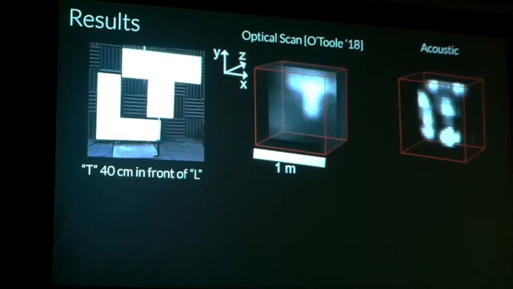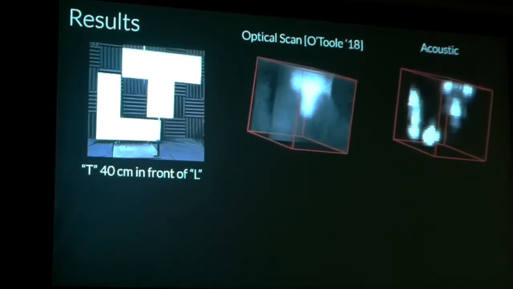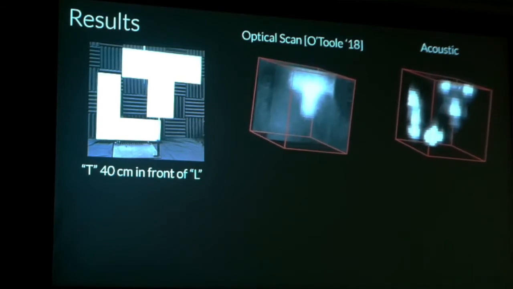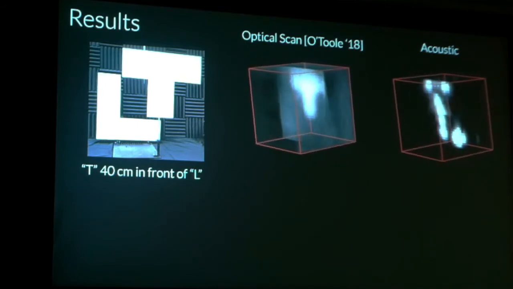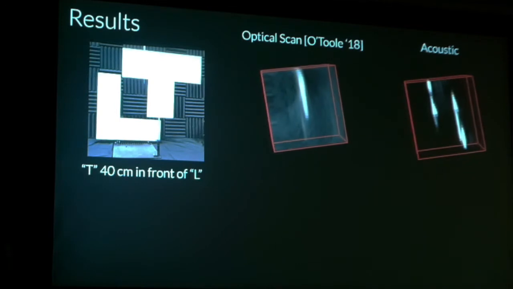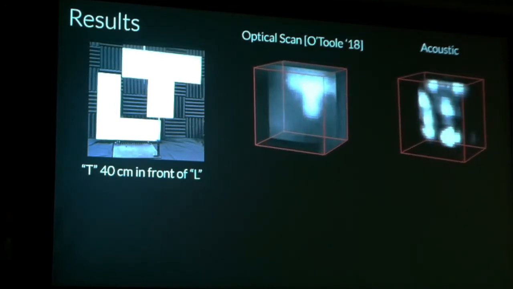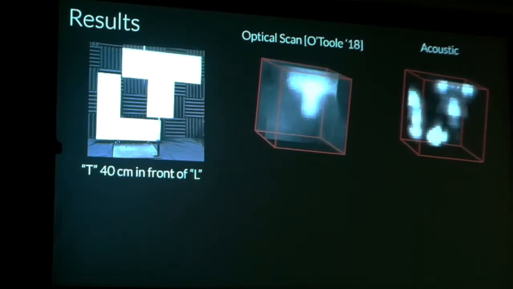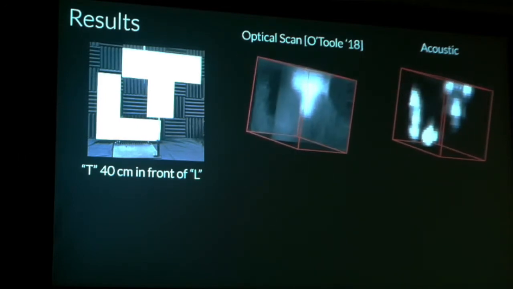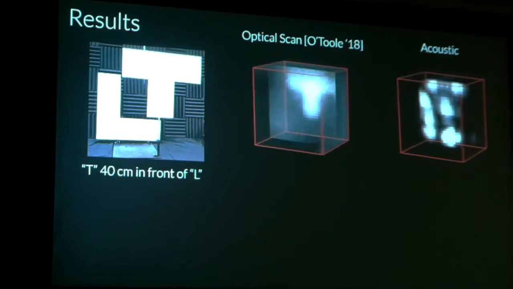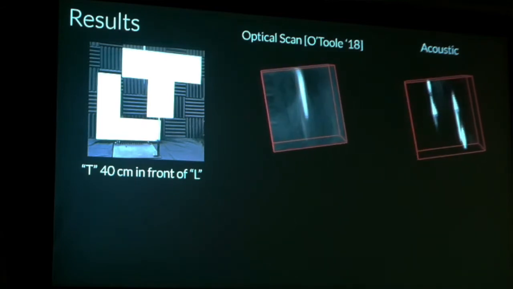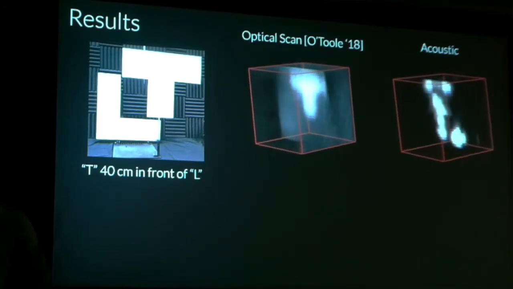And here's a comparison of what we would get compared to an optical system. So this is a scene where we have just 2 cutout letters. This T shape is about 40 centimeters in front of the L letter. And for the optical system, that distance is actually really significant. So you can't really even make out the L shape. This was done with our previous hardware setup without the higher power laser. And in the acoustic setup, you can actually do this.